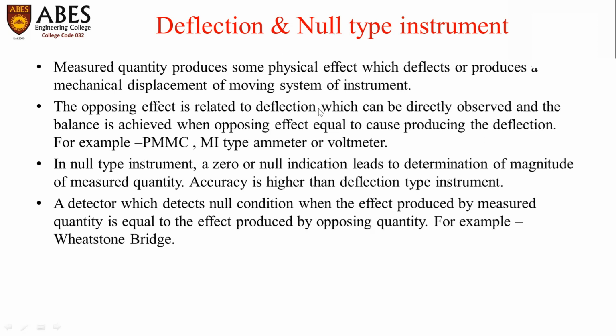Now, null type instruments, where the zero leads to the determination of the magnitude of the measured quantity, like the Wheatstone bridge and potentiometer. There is a detector which detects the null condition when the effect produced by the measured quantity is equal to the effect produced by the opposing quantity. So the accuracy of null type instruments is higher than that of deflecting type instruments.